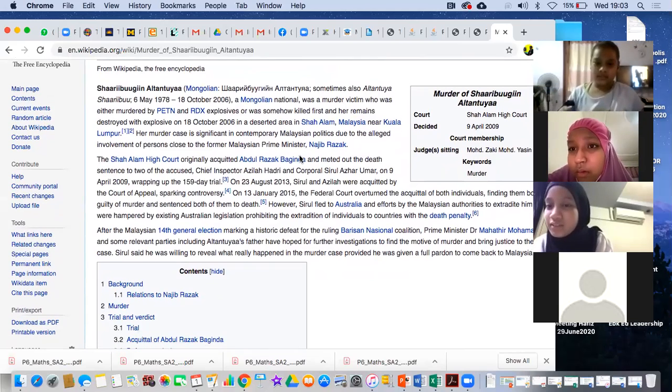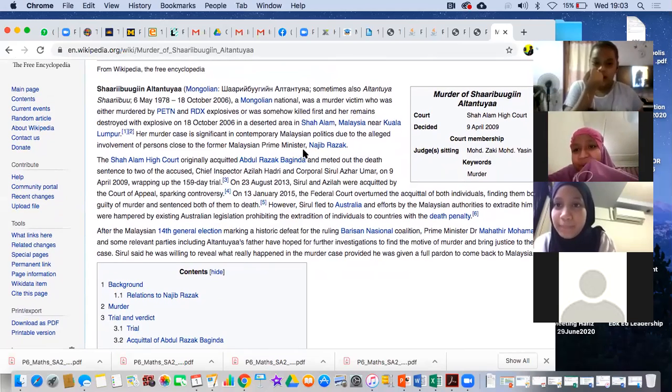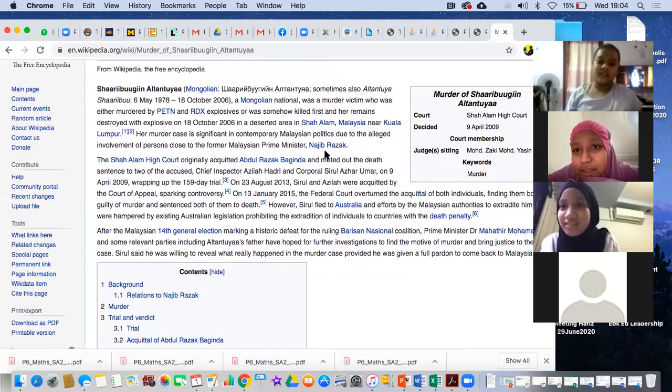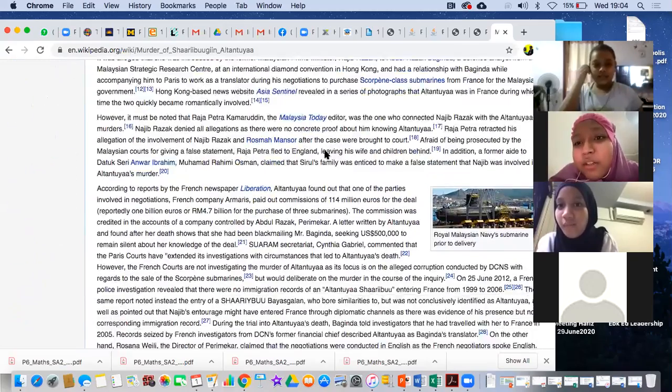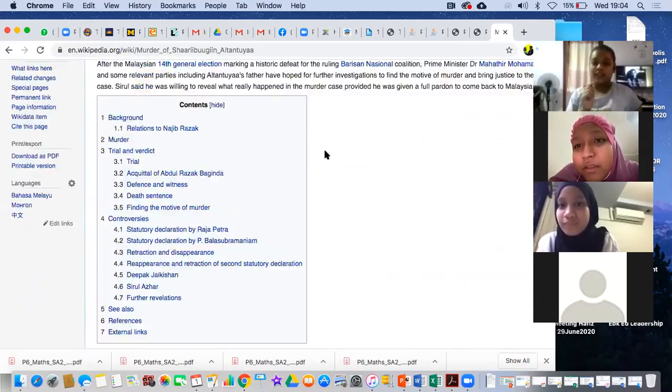Can you see Najib Razak here? Abdul Razak Baginda. Her murder case is significant. So you can read about this. It's a true story, a murder. Yeah, there's murder lah. Okay, whatever.